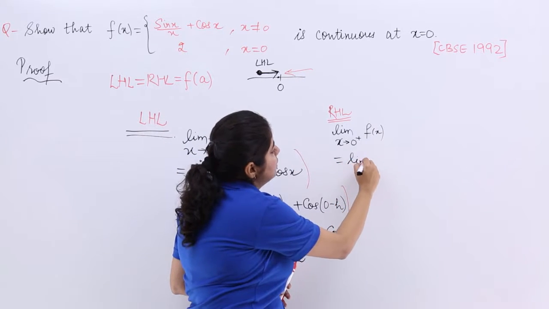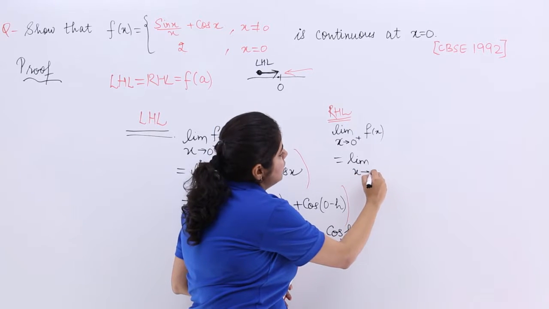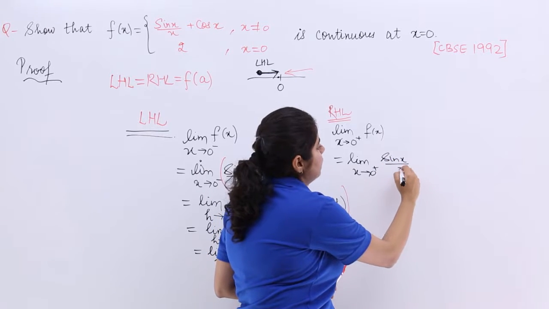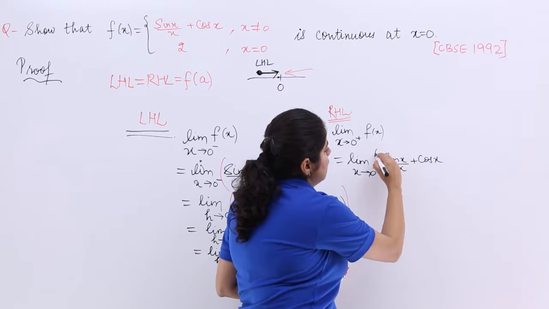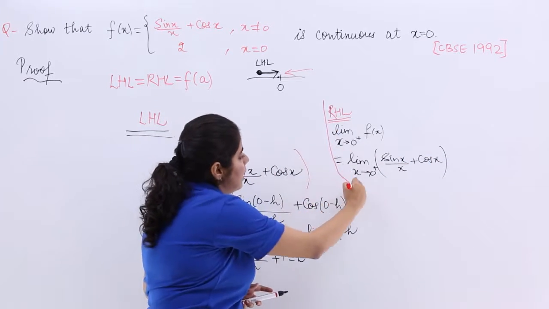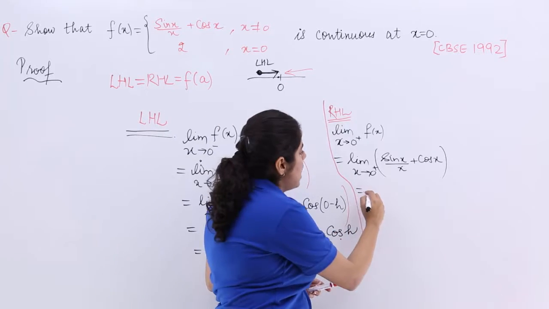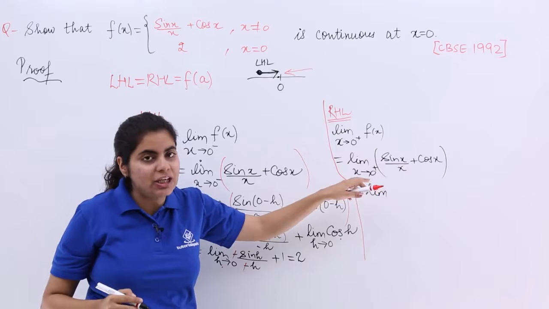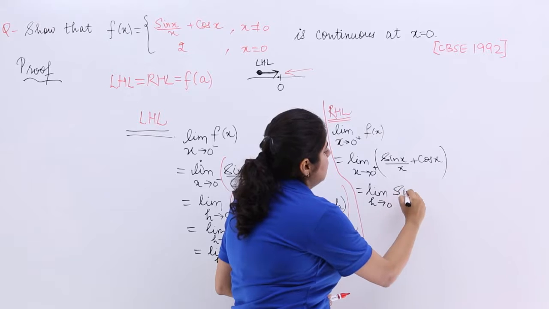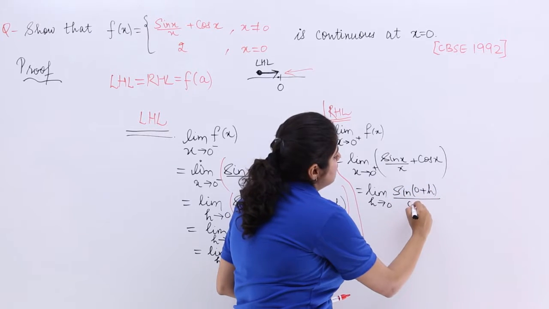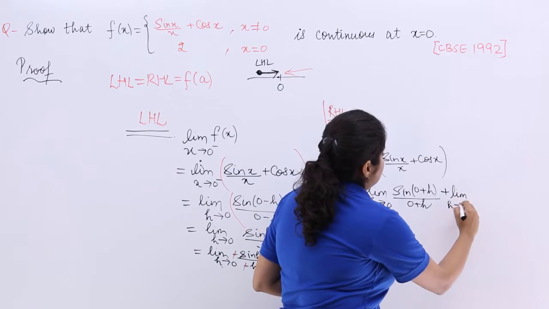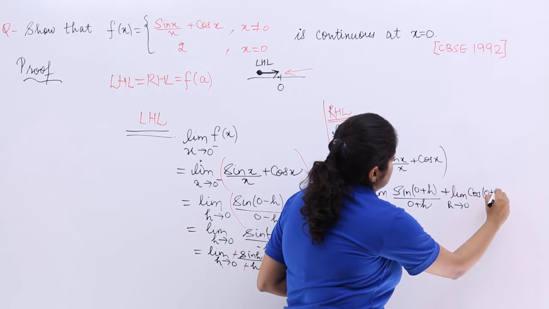Let's make it quickly. Limit x tends to 0 plus, and the value of the function is again sin x by x plus cos x. Let's put it in brackets if we do not want to separate the limit till here, and let me make a bifurcation here. Because it is 0 plus, I can always write 0 plus h, right? So it becomes limit h tends to 0 sin(0 plus h) upon 0 plus h. You can always separate the limits. Let's separate the limits: limit h tends to 0 cos(0 plus h).